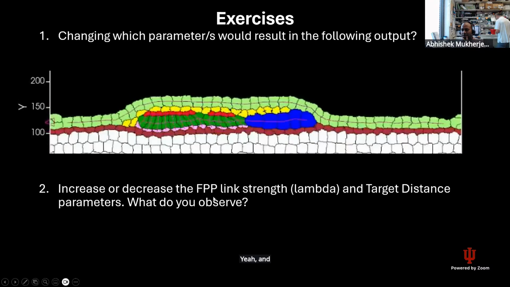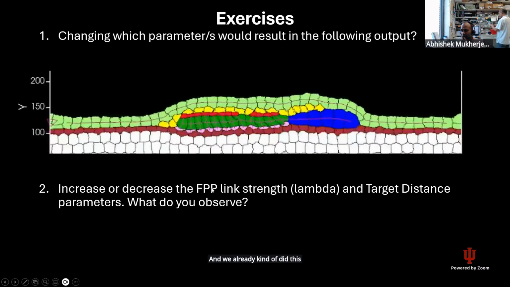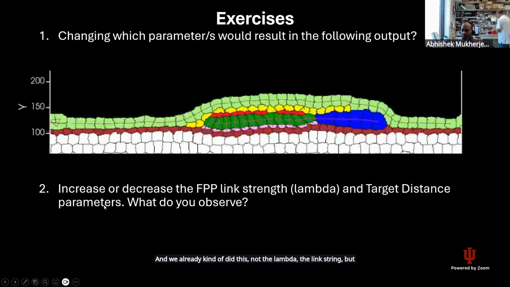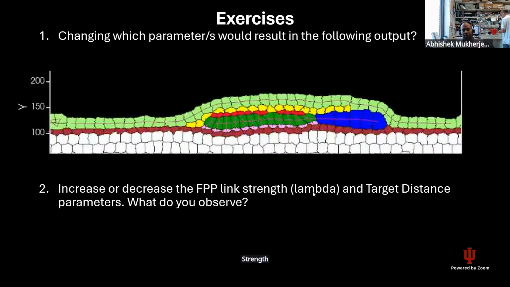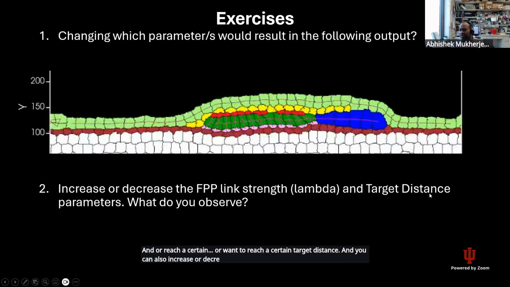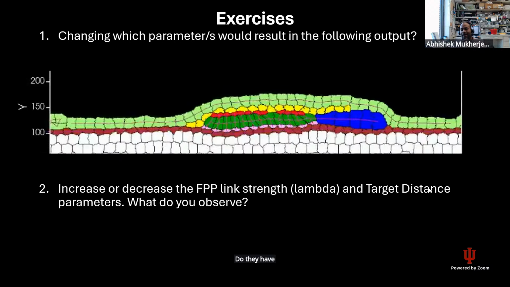And we already kind of did this, not the lambda, the link strength, but we changed the maximum distance parameters. So you can also try changing the FEP link strength or the lambda, that is the strength with which the links contract and want to reach a certain target distance. You can also increase or decrease the target distance parameters to check what effects each of these has on the rosette formation capabilities.